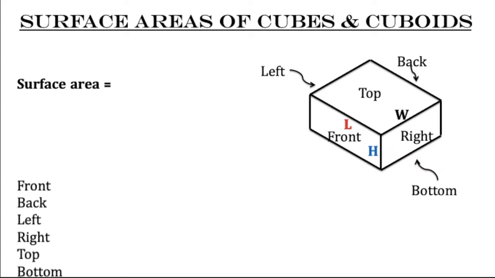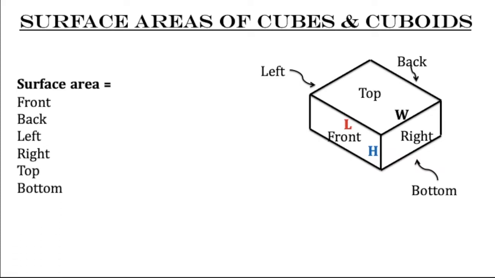Then the surface area, if we follow the 3 basic steps, which is determine how many faces are there, calculate the areas of those faces, and then add them all together. It's as simple as that. So let's look at the front one. This one here has that length and this height. We calculate that length by height.